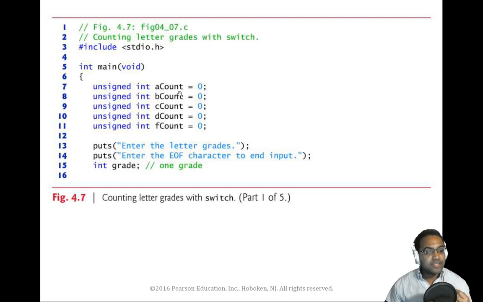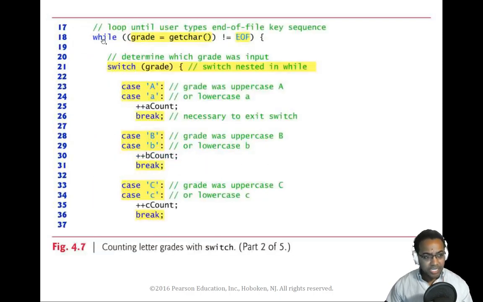So, unsigned int aCount, bCount. I use an array because I just think it's better to do that. And then it prints off what we want. So, enter the letter grades, enter the EOF character to end the input, and then int grade. And here we go. While grade is equal to getchar. Wait, this is confusing. Loop until user types end-of-file key sequence. Okay, so once the user says we're at the end of the file, stop.